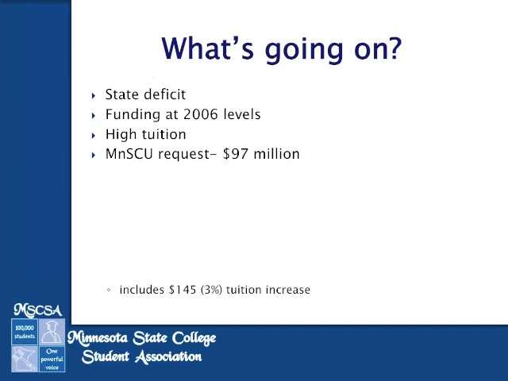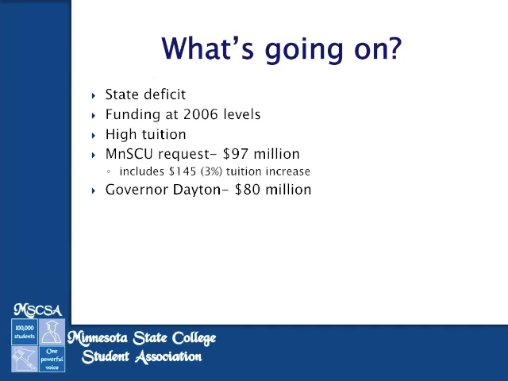But part of that request is also a recognition that tuition probably will rise a little in the next 2 years. The board considers these to be moderate tuition increases, and it would amount to about $145 in each year for a full-time student, which is about 3% in terms of an increase.